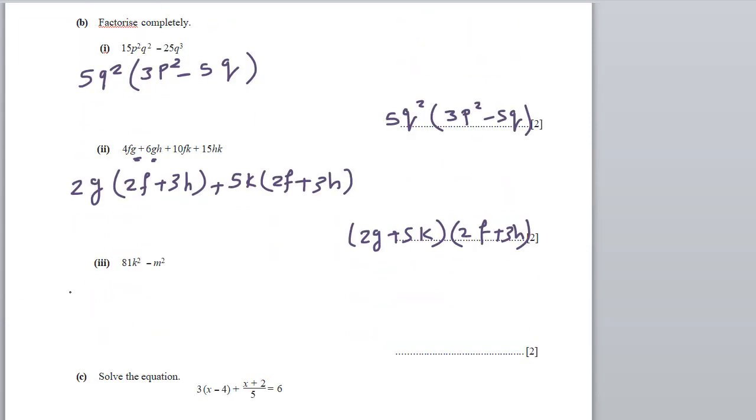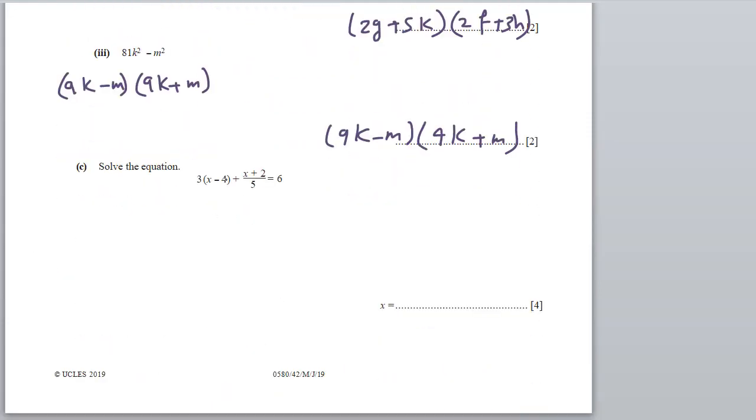81k squared minus m squared, so we can make this 9k minus m multiplied by 9k plus m. So (9k minus m) multiplied by (9k plus m).